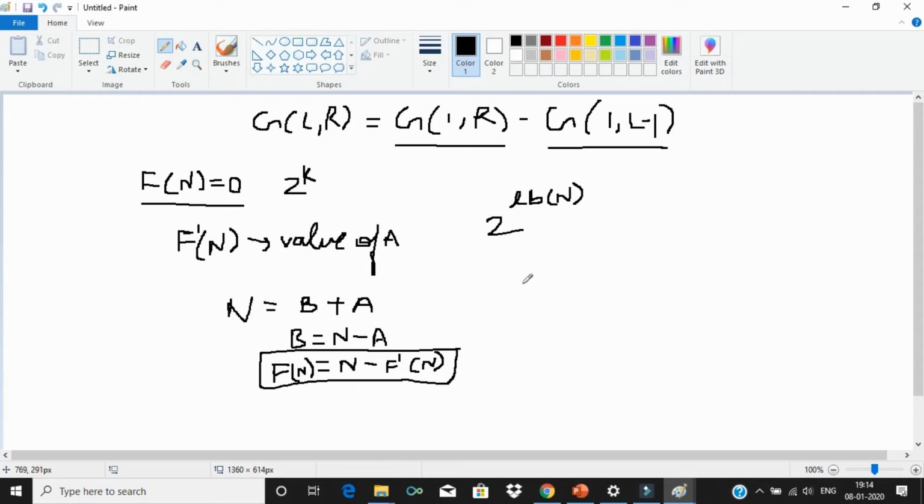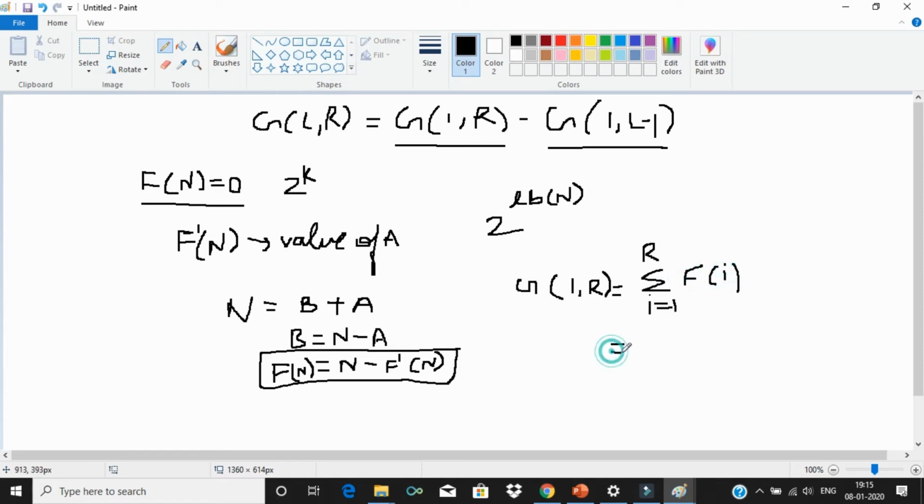So g of 1 to r, g in the range of 1 to r, can be simply written as this. This is going to simplify our problem very much, because let me just tell you what it is. It is nothing but the sum i from 1 to capital R of f of i, nothing else.